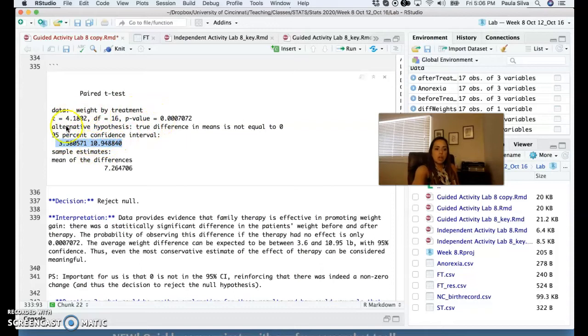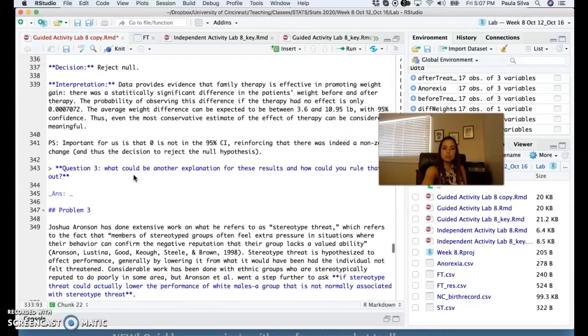So the 0 is not contained here, which means, quick and dirty way of testing hypothesis, that finding this difference between 3 and 10 is unlikely under the null. And the p-value for observing the mean difference of 7.26 is just 0.0007, right? So very, very small chance of observing the mean difference 7.26 under the null hypothesis. So what's the decision? Reject the null.